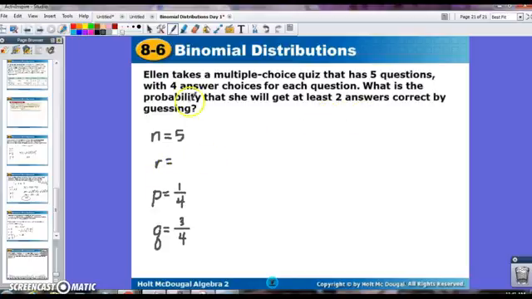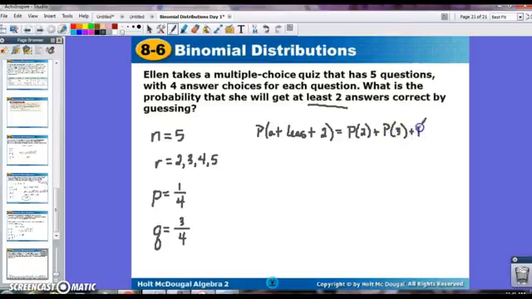The only other part I need is my r value. In this problem it says, what is the probability that she will get at least 2 answers correct by guessing? So at least 2 means of the 5, she could get 2 right, 3 right, 4 right, or 5 right. So our probability of at least 2 is going to be the probability of 2 plus the probability of 3 plus the probability of 4 plus, I'm going to squeeze it in, the probability of 5.